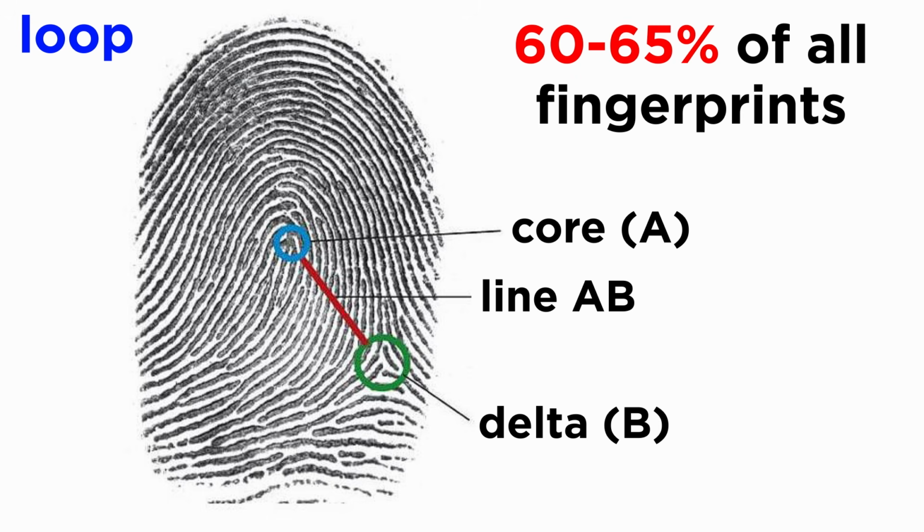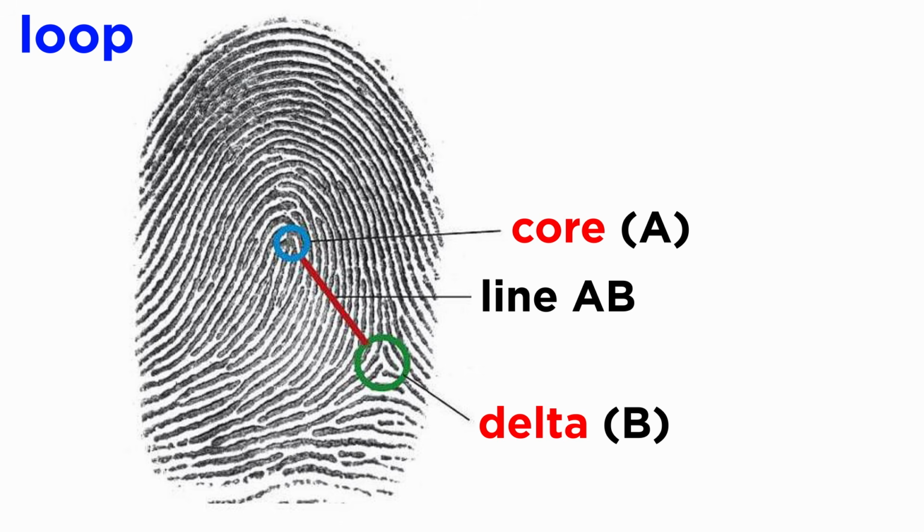Let's start with loops. They are the most common fingerprint pattern of all, found in about 60 to 65% of all fingerprints encountered. Let's look at the same image we observed while defining delta, core, and type lines. We've already noted that this pattern includes one delta and one core enclosed by the type lines. The name loop means one or more ridges of the pattern enter through one side, curve around the core, and exit through the same side from which they enter. This is how a loop is formed.